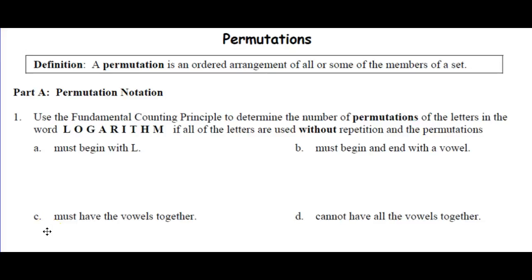Notice which permutation. Definition. A permutation is an ordered arrangement of all or some of the members of a set. Usually what we say is, in permutations the order matters.